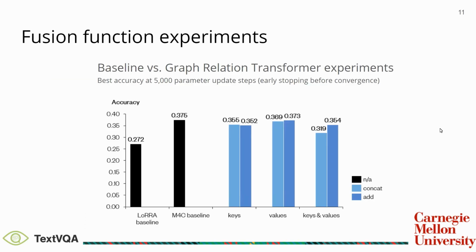To determine the best fusion function, we conducted experiments with different fusion functions, concatenation or addition, in different fusion locations at the keys, values, or both. Here we see that the best setup is reached by the add fusion function for the values only location. And this setup produces the results reported on the previous slide. Take note that these models were trained to 5,000 iterations and not to convergence purely for comparison purposes.